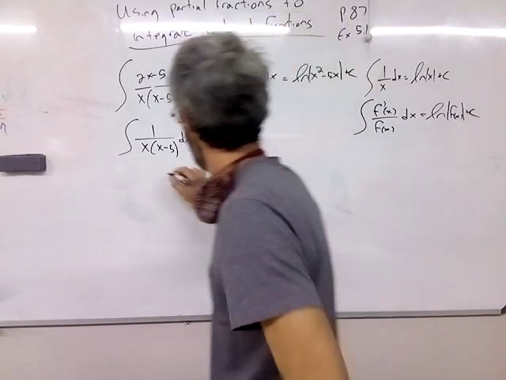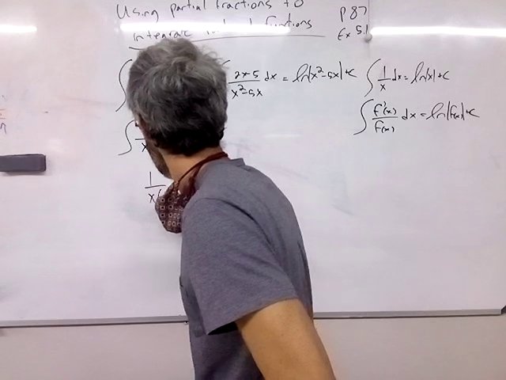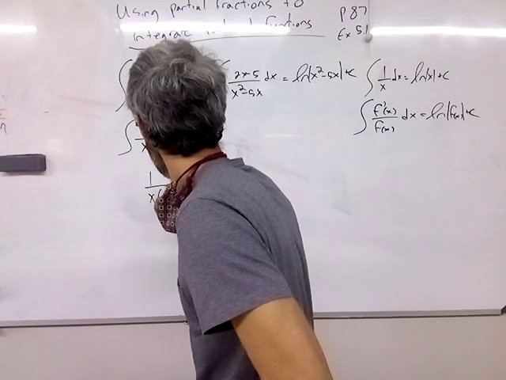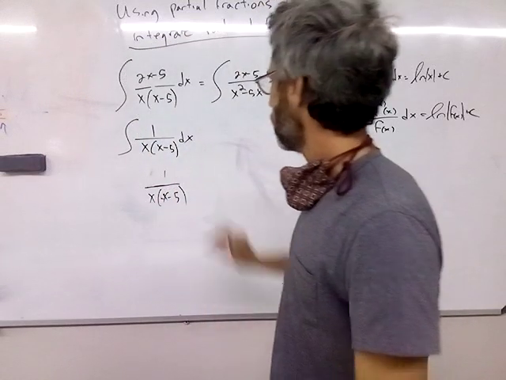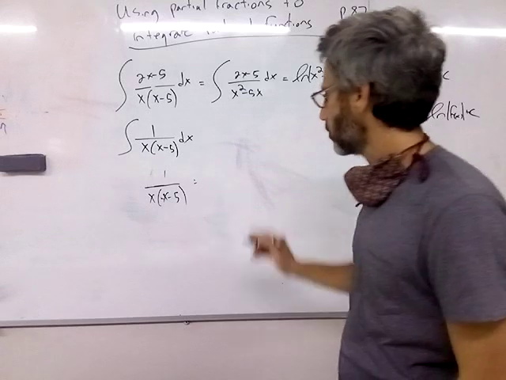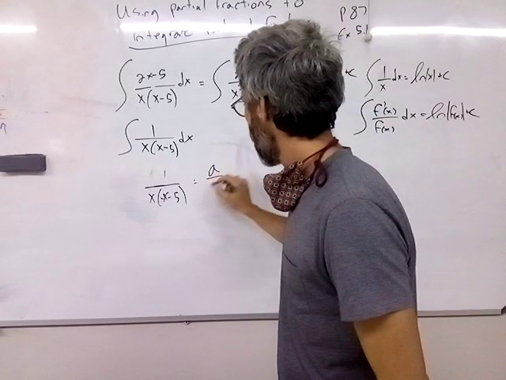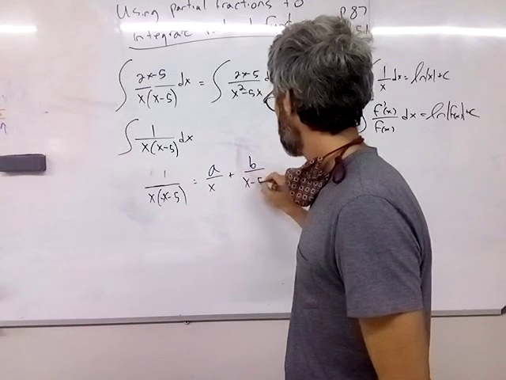Let's leave the integral for a second. 1 over x times x minus 5. We want to separate it into two fractions. So it's going to be some kind of A divided by x plus a certain B divided by x minus 5.